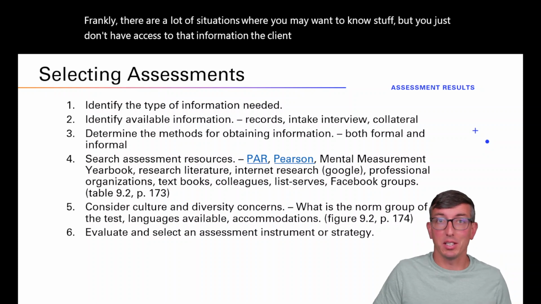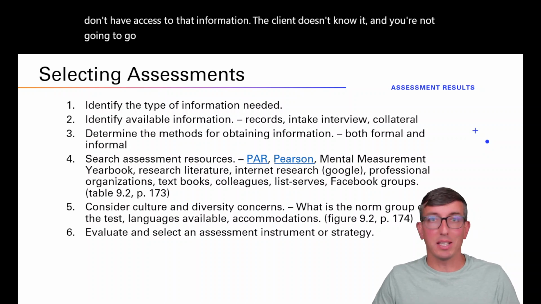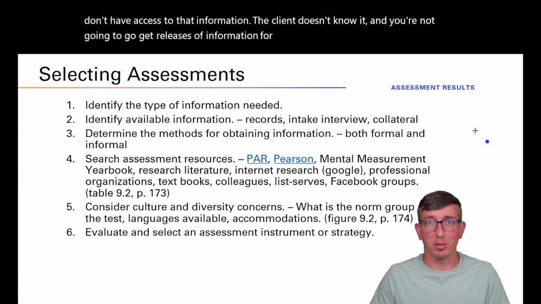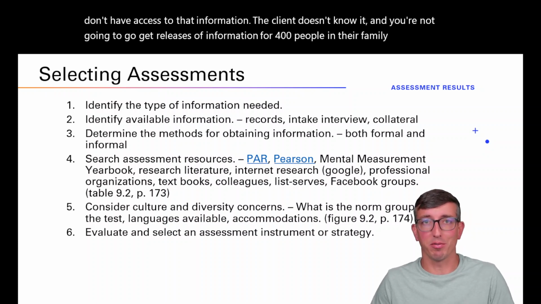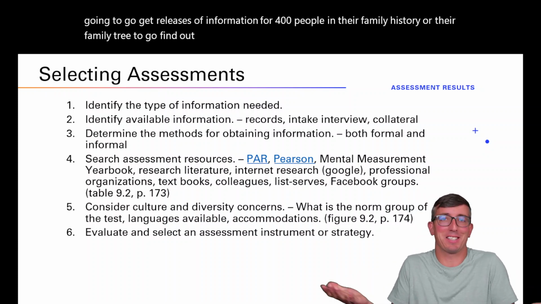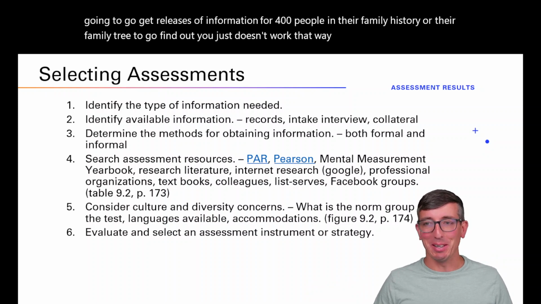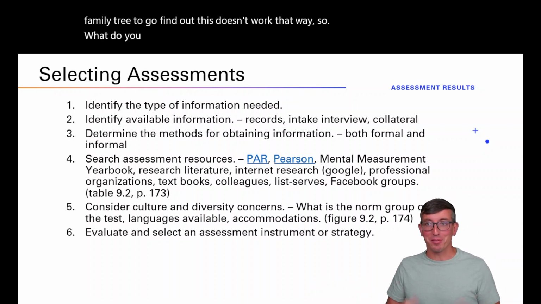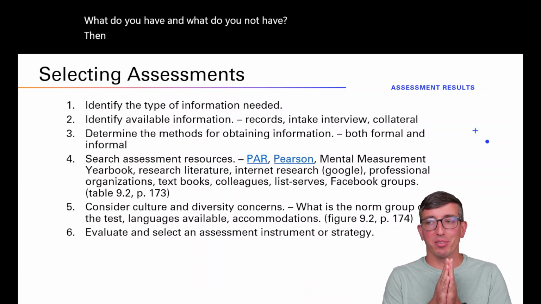The client doesn't know it, and you're not going to get releases of information for 400 people in their family history or their family tree to go find out. That doesn't work that way. So what do you have and what do you not have? Then determine the method for obtaining information.